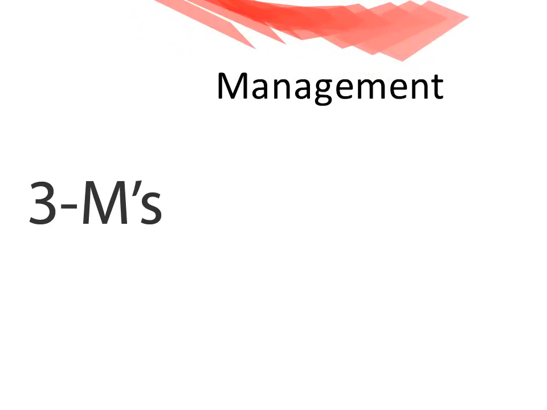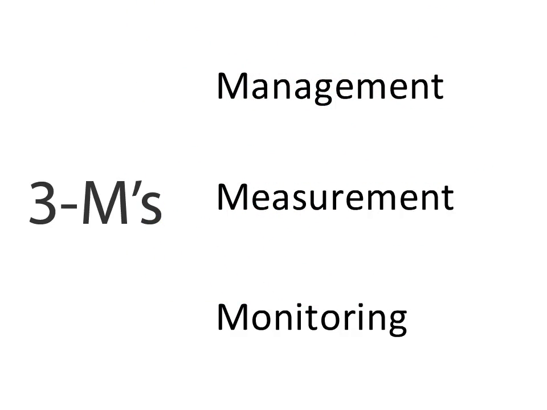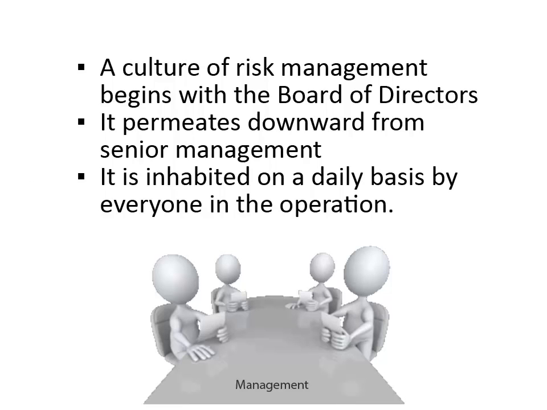The 3 M's of an effective risk management framework include management, measurement, and monitoring. Let's consider each in turn. A culture of risk management begins with the board of directors. It permeates downward from senior management, and it is inhabited on a daily basis by everyone in the organization.